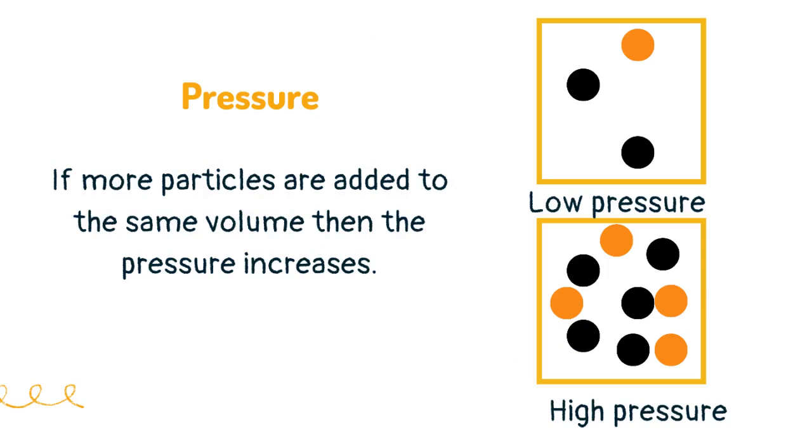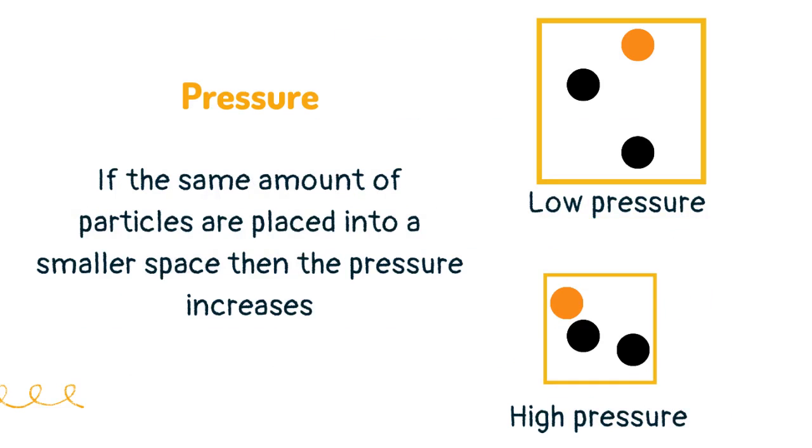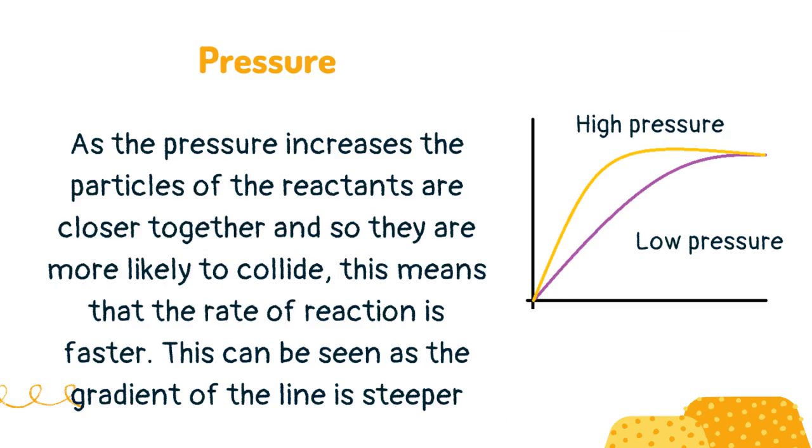If more particles are added to the same volume, then the pressure increases. If the same amount of particles are placed into a smaller space, then the pressure increases. As the pressure increases, the particles of the reactants are closer together, and so they are more likely to collide. This means that the rate of reaction is faster. This can be seen as the gradient of the line is steeper.